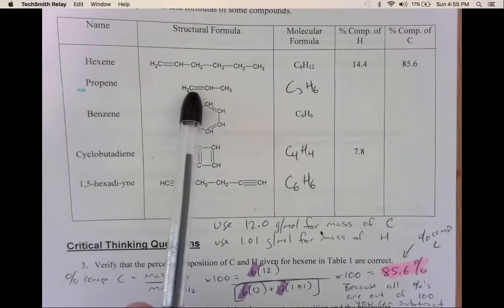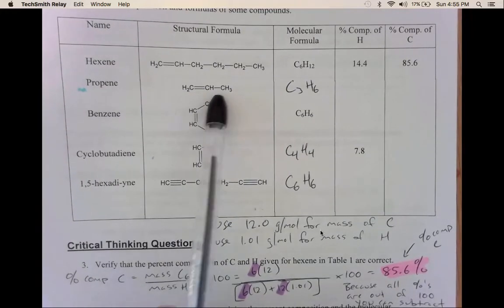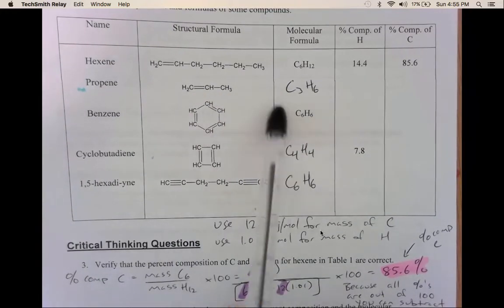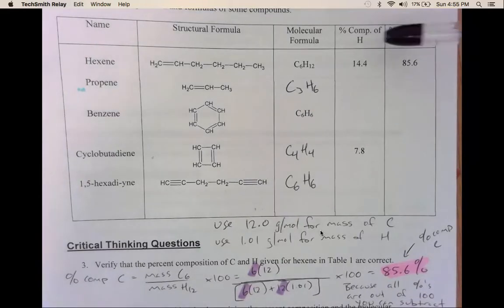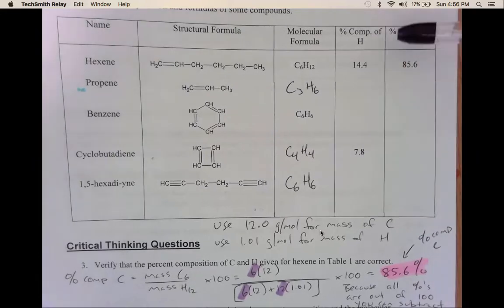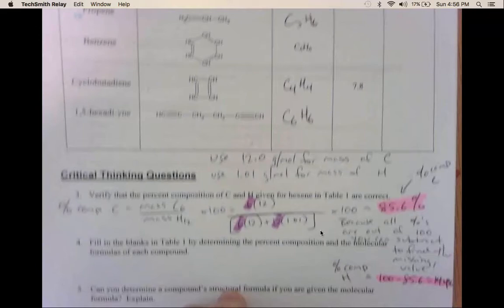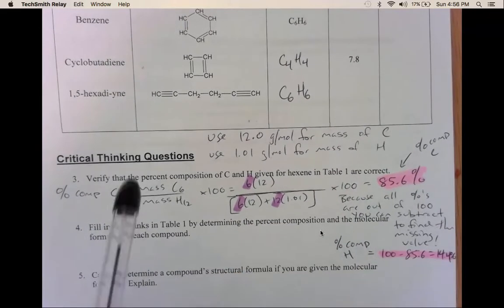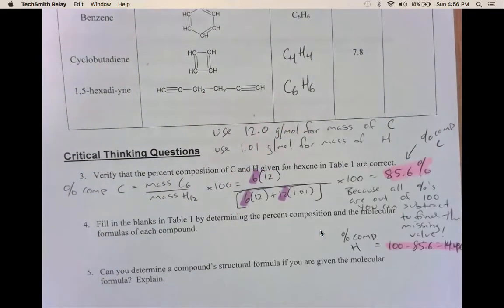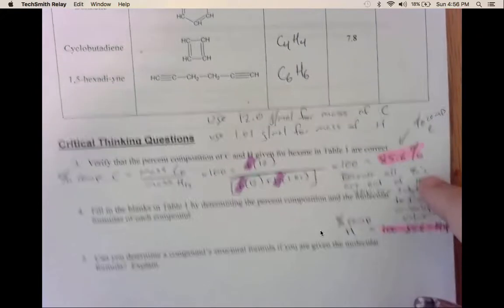So all you would do, if anyone's curious, is count up the carbons and add up the hydrogens, and that's how you get the formulas. Next, you're going to use the percent composition formula to calculate the percent composition of hydrogen and the percent composition of carbon for each one. That's question 4. Question 3 is asking us to verify the values for hexene. So I am going to show you how to do that.